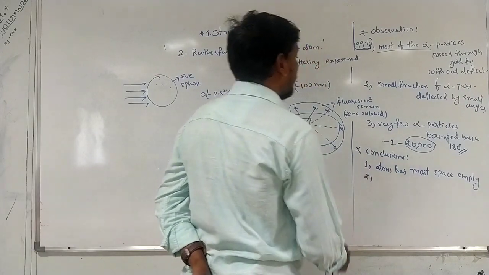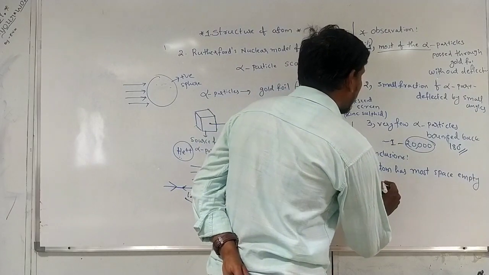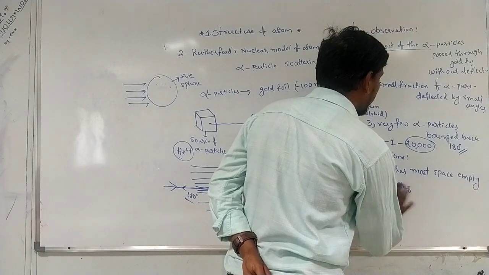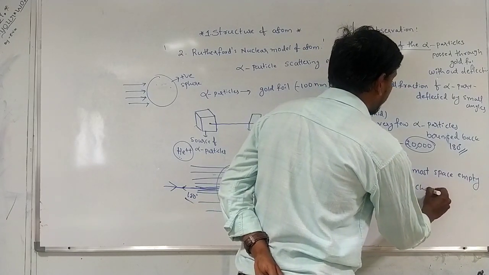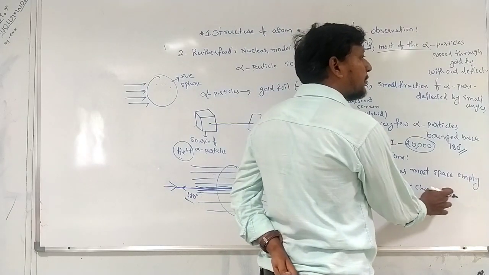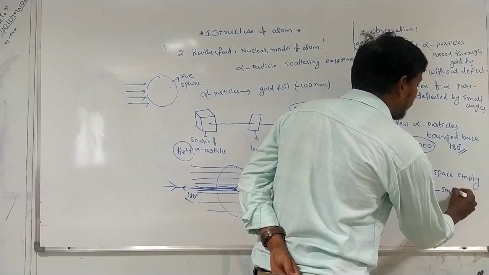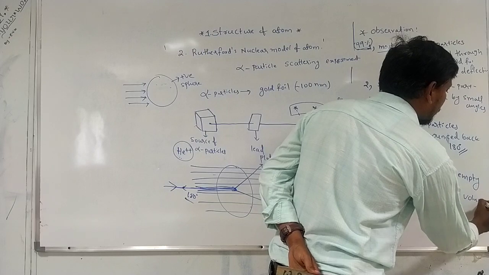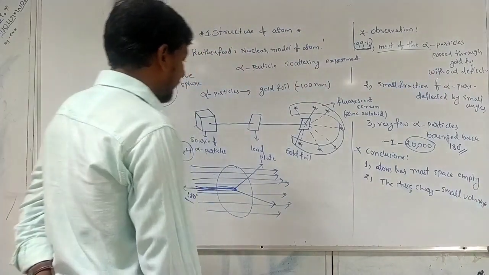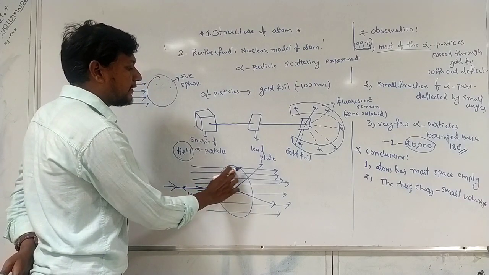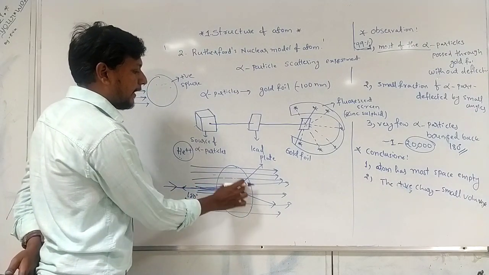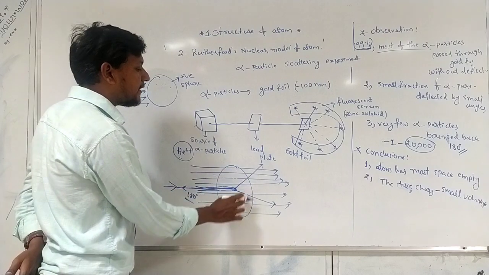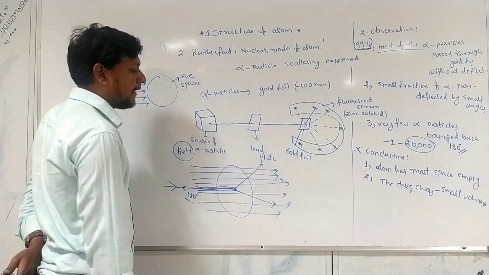Second conclusion: the positive charge occupies a very small volume. Why? If the positive charge were spread throughout the atom, deflections would happen everywhere, but that is not observed.